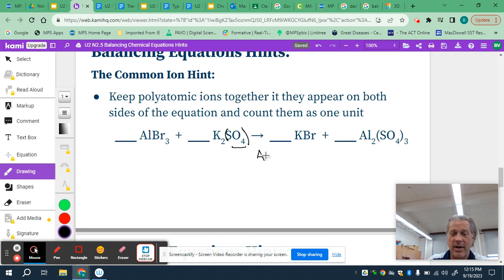So I'm going to identify what I have. I have aluminum, I have bromine, I have potassium, and I have units of SO4.